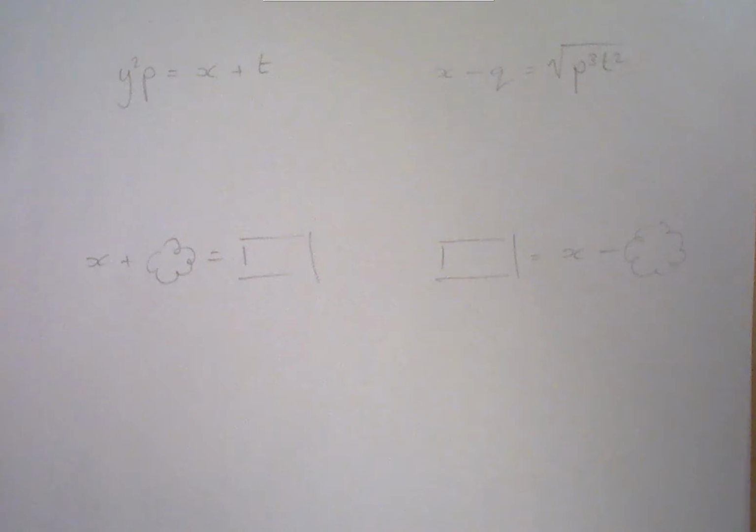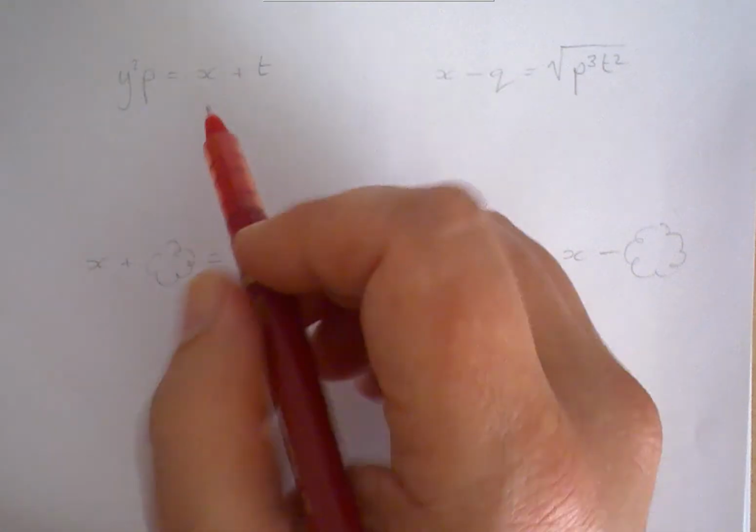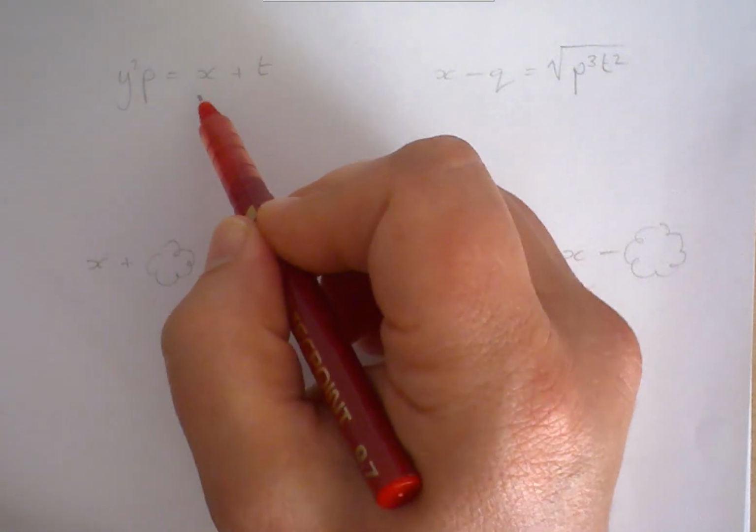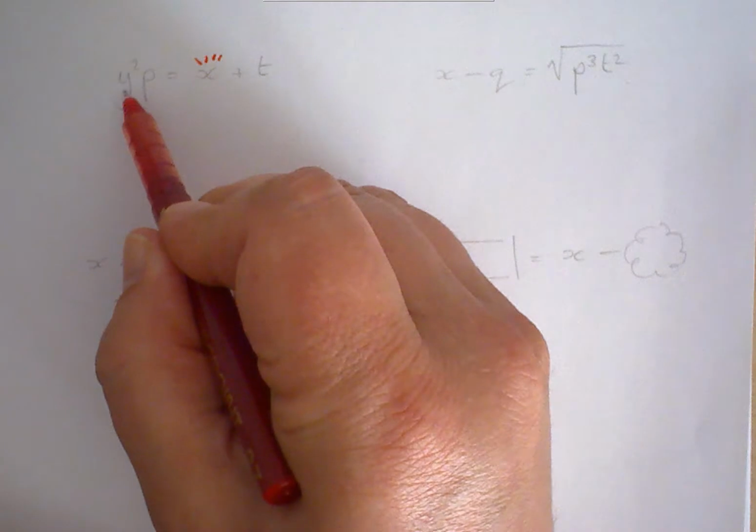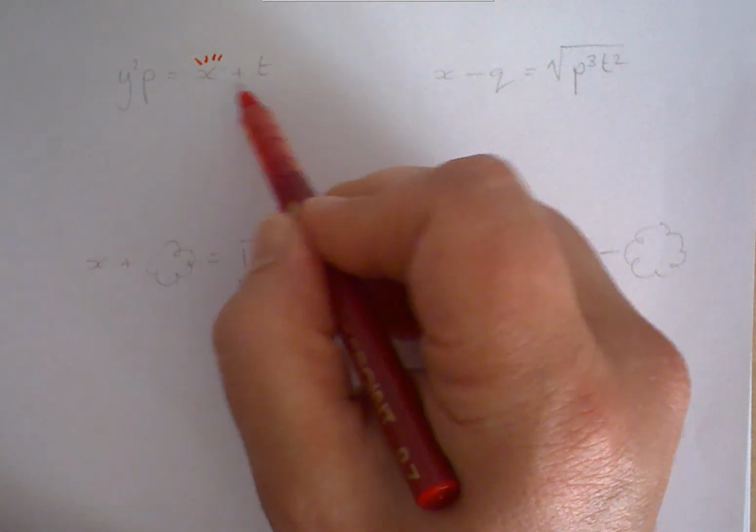Okay, so here, these four questions are here to help you understand that we have to focus on the x. It's the x that we're trying to get. We're not trying to get the y by itself. We're not trying to get the p. We're not trying to get the t. We're trying to get the x by itself.